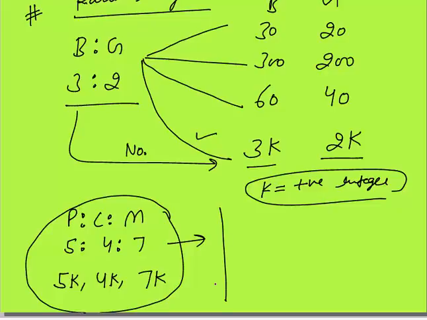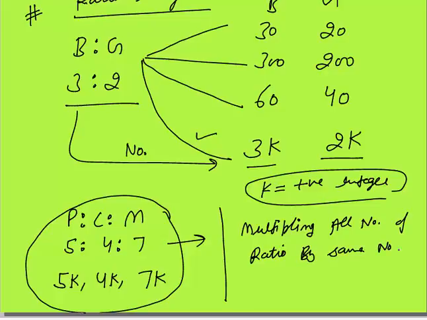Another thing that we learned from this ratio to number is that multiplying all numbers of the ratio by the same number does not change the ratio. The ratio remains the same. Multiplying all the numbers of a ratio by the same number does not change the ratio.